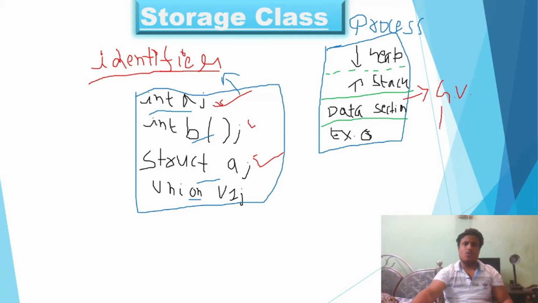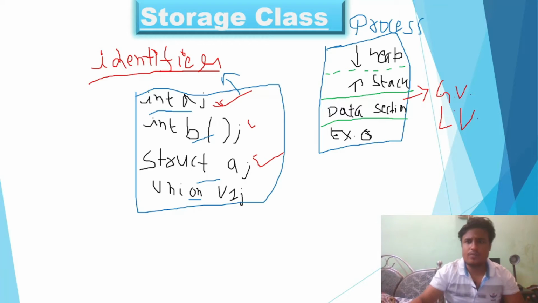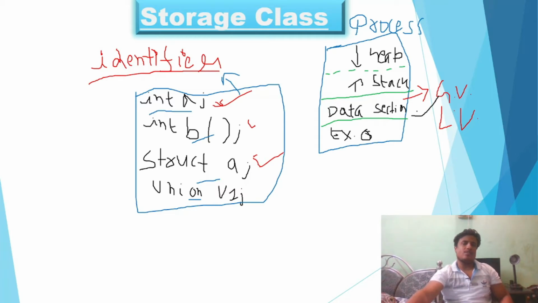So global variable and local variable. These are two types of variable. Global variables are actually stored in the data section. Okay, I will come into this. This part is constant, no one can modify this part. And local variables are generally stored in the stack section.